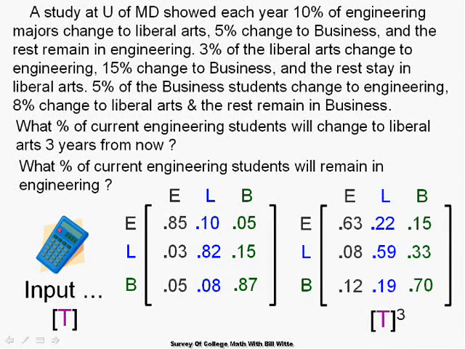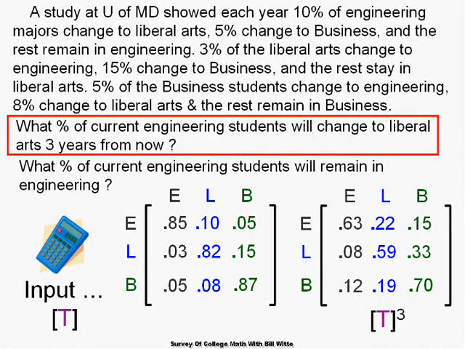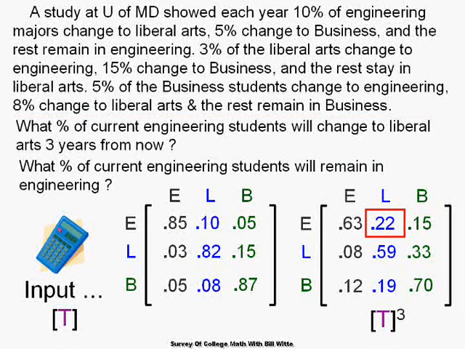The important thing is, this is your final answer. Well, we have to answer the questions here. There's 2 questions, so we have to pick the right number. What percent of the current engineering students will change to liberal arts? Now, we've taken care of the 3 years, so we have to go from engineering to liberal arts. And there's your answer, 22% of them over 3 years.